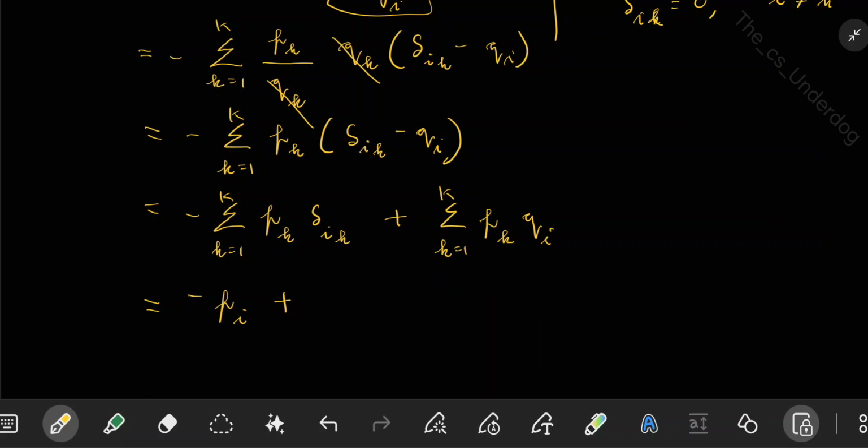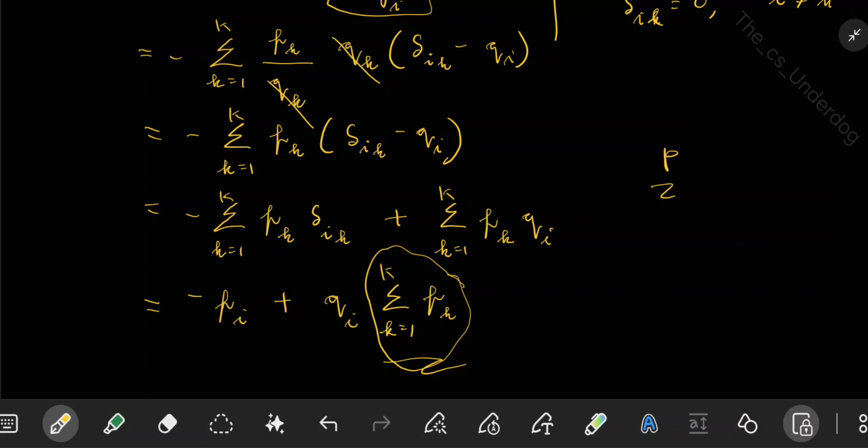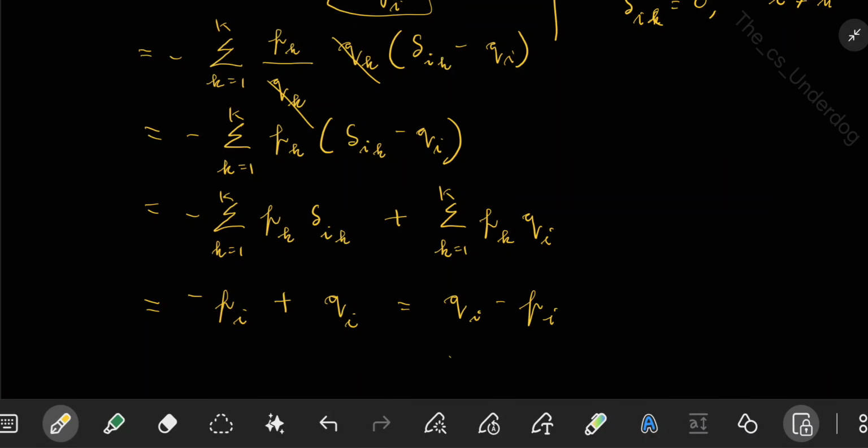Plus, what is this term? See, qi is independent of this k. So I'll take qi outside, and then I'll write the summation over all k equal to 1 to k of pk. Do you know this term? Summation over all the classes, probability of k. We know p is a probability distribution, and if you sum all the probabilities, you will get 1. Sum over all the classes, k equal to 1 to k of pk, this will be 1, which means this term is cancelled out. It is 1. This only remains. So this can be written as qi minus pi. So this is the final form of the derivative that we have.